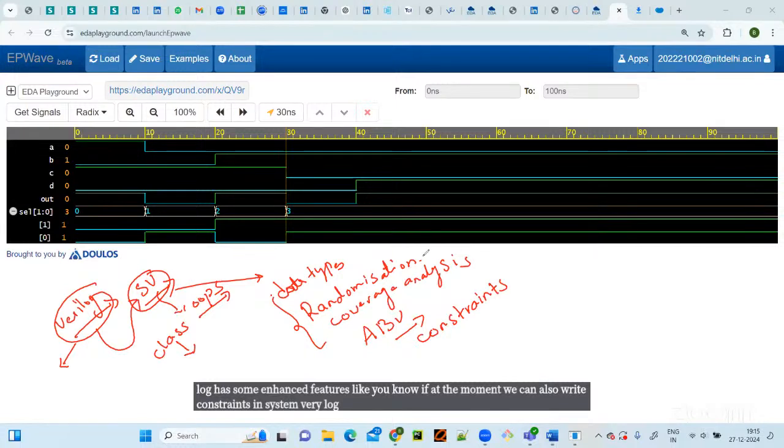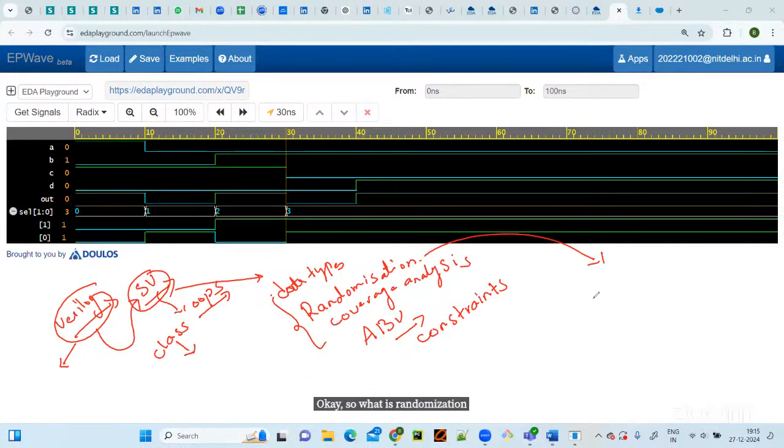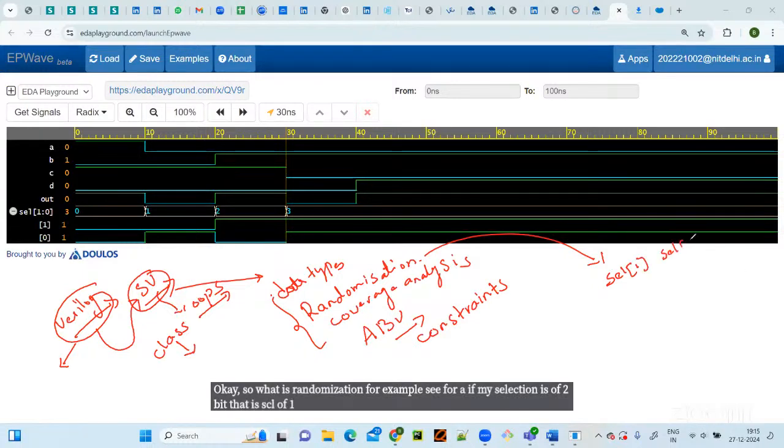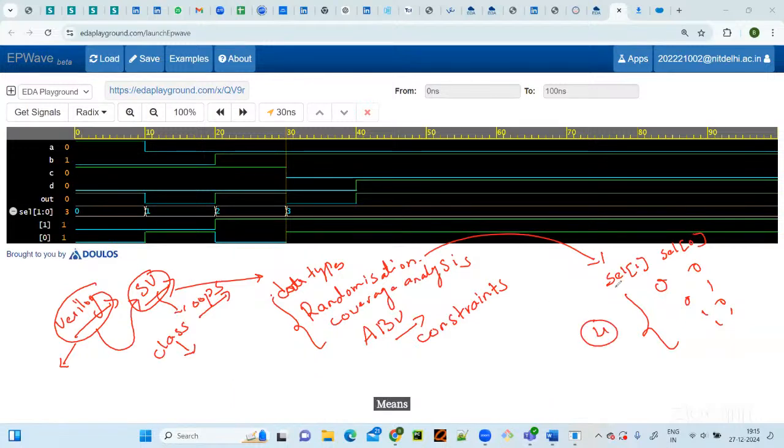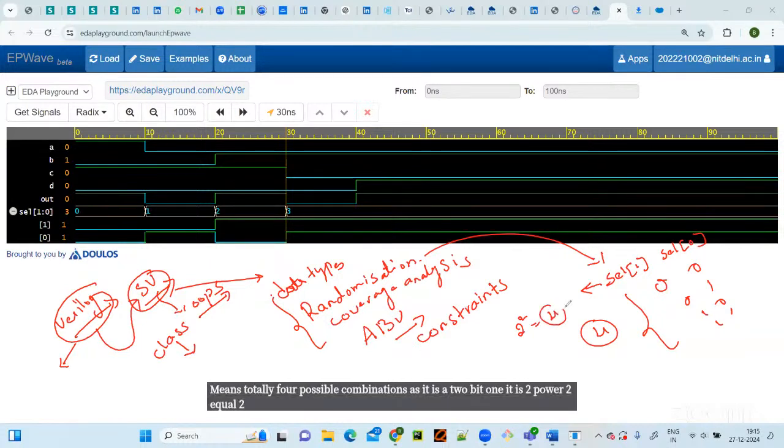So what is randomization? For example, if my selection is 2-bit, that is S[1] and S[0], how many possible input combinations are there? 0 0, 0 1, 1 0, 1 1, totally 4 possible combinations. As it is a 2-bit one, it is 2 power 2 equal to 4 different combinations, so that I can write them manually.